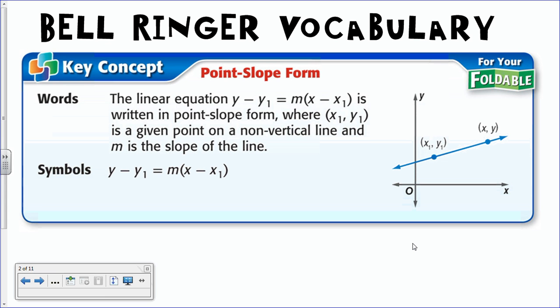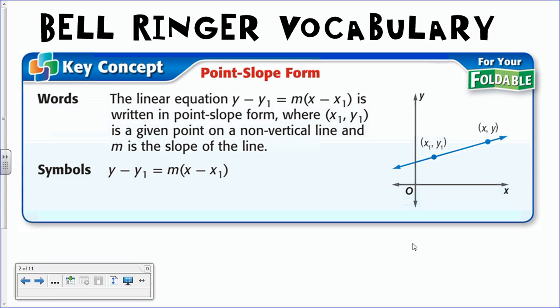Okay, now what I'm going to show you today is very similar to 4.2, but this way is a little bit quicker. It will save you a little bit of time, but it's just like 4.2. You're still writing an equation. The equation that we're going to do today is called point slope form.